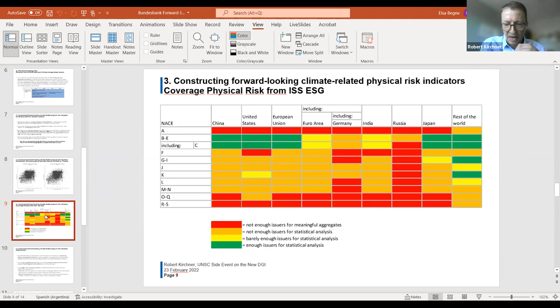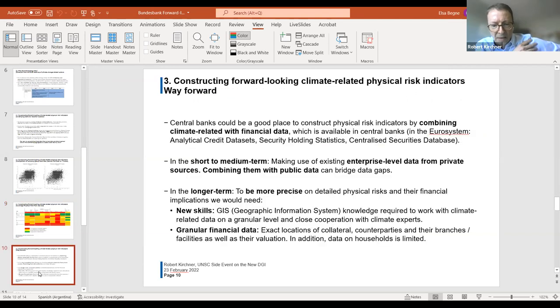Often we do not have enough issuers for meaningful aggregates, if we look into the sources and have a breakdown by countries or a breakdown by NAICS classification. But we also see that there are some promising results, perhaps possible for the US, China, Japan, India, and the European Union, in particular for the manufacturing sector, and that could be a contribution to recommendation 5, which was mentioned by Gabriel on physical and transitional risk indicators for the new data gaps initiative. On the next slide, we'll have a look at the way forward.